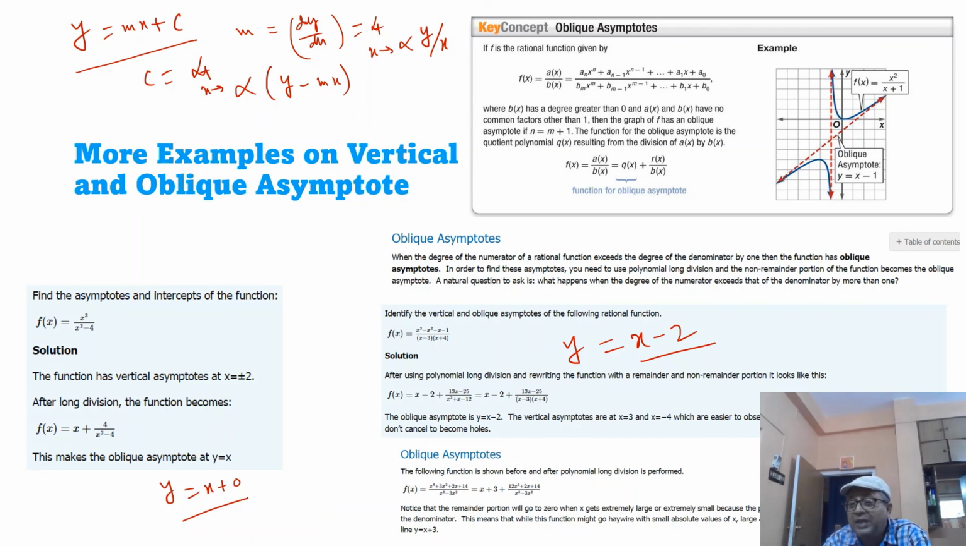Okay, for the vertical asymptote method, I already told you: the denominator you compare to 0, and you will get the vertical asymptote. For this curve, vertical asymptotes are obtained by putting x square minus 4 equal to 0, or x equal to plus or minus 2. For this one, the vertical asymptotes you obtain by putting x equal to 3 and x equal to minus 4.